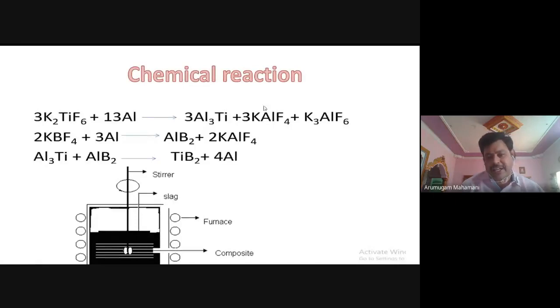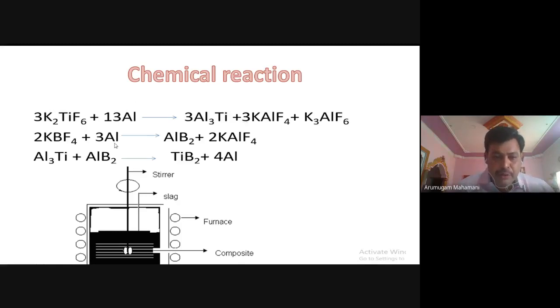This is the chemical reaction. I said already, I will show later. So K2TiF6 plus 13 Al, it comes to the aluminum melt. So Al3Ti, KAlF4, K3AlF6. So these are all the components that will come. The KAlF4 and K3AlF6 are called slag formation. This is called a cryolite slag.